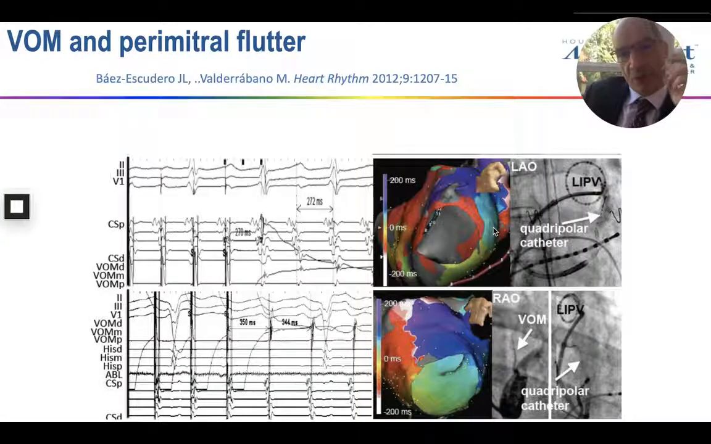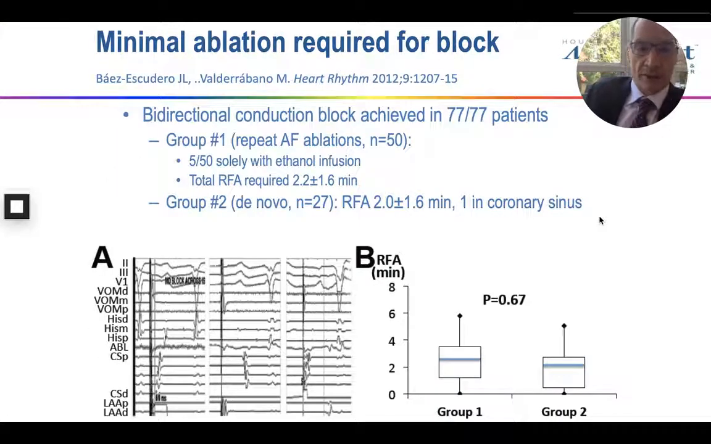We had published our previous experience on vein of Marshall alcohol for perimitral flutter 6 years earlier. And we had shown that with the Cardima catheter in the vein of Marshall, number one, we proved by entrainment maneuvers that the vein of Marshall is in the reentrant circuit of perimitral flutter, as shown here. And we also showed that in 77 out of 77 patients studied, when we gave alcohol plus ablation, we achieved perimitral block, bidirectional perimitral block in all of the cases. In most patients, some radiofrequency was required, and that's expected.